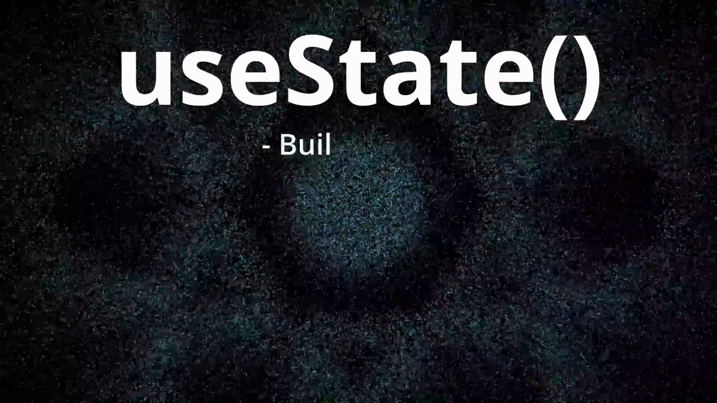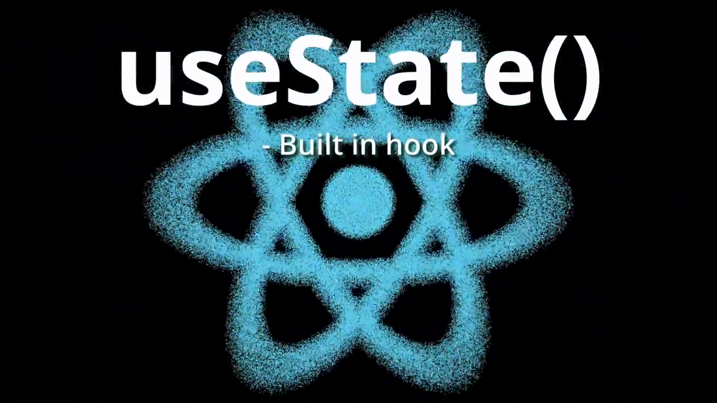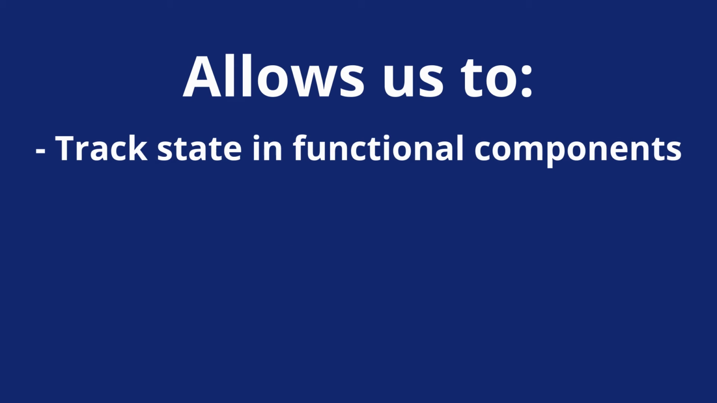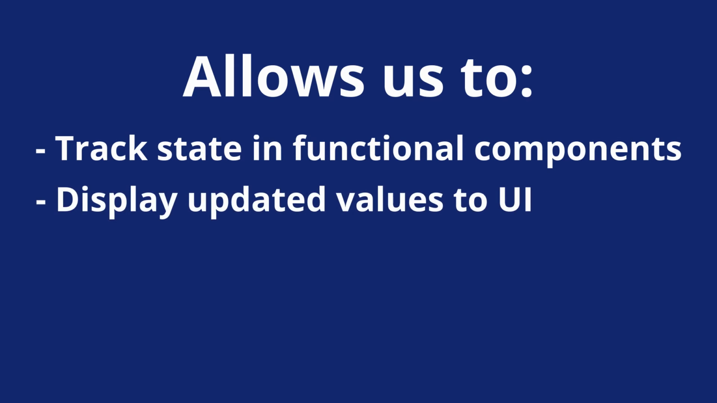useState is a built-in hook that can be used in React and is one of the most important React hooks. It allows us to track state in functional components, which is important as it allows us to display updated values when the value of the variable changes.